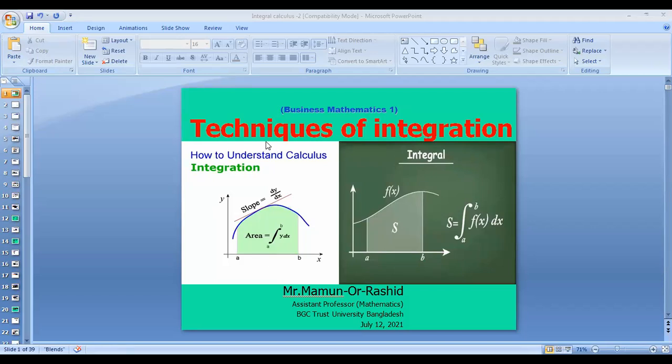Okay, today's lesson is techniques of integration. This is the second part of integral calculus. Today we'll learn the techniques of integration, especially the substitution process and integration by parts. These two processes we will discuss today. In the previous lecture, we discussed the basic concepts of integration. After following that class, you should follow this lecture.